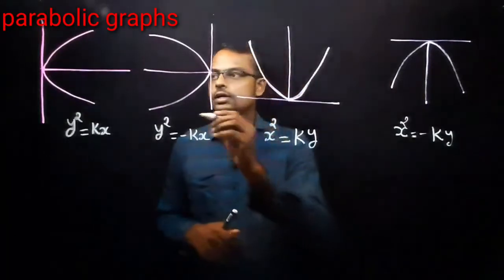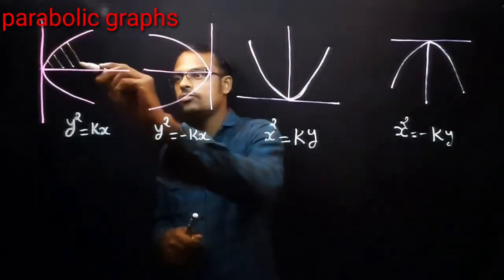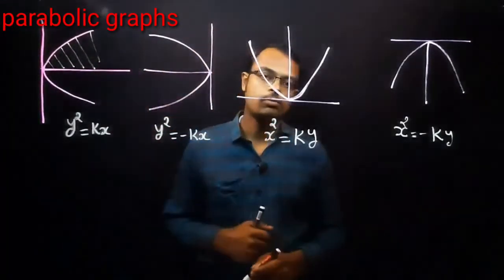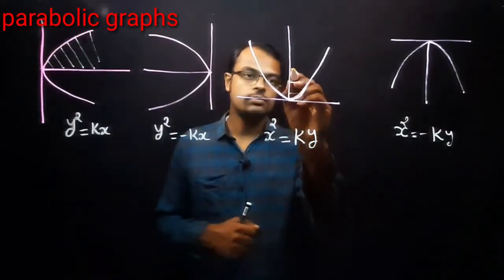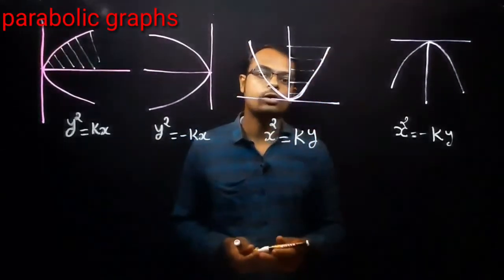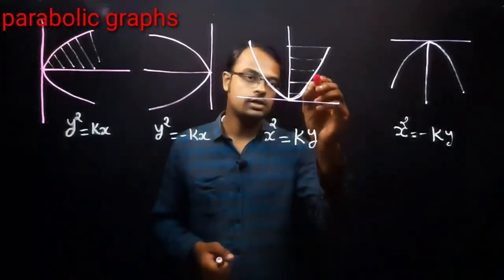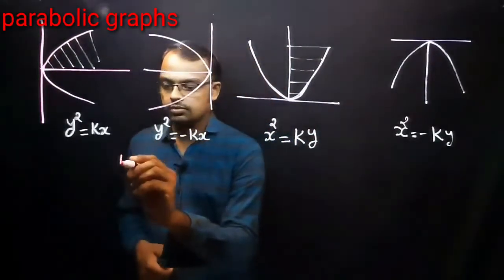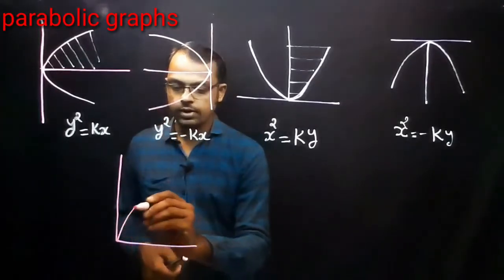One is this one, this graph, or the part of this graph, side opening parabola, and the other graph we require is this one. You see this one, this portion only we require, that is top opening parabola. So two parabolas here, one is side opening parabola and this is the top opening parabola. You can redraw what is really required. One is side opening parabola.